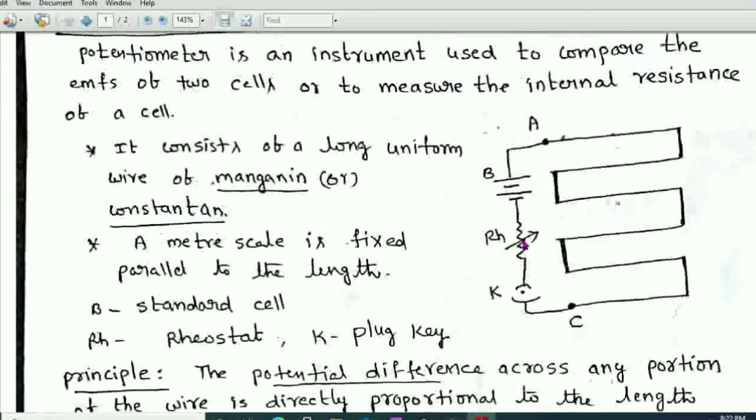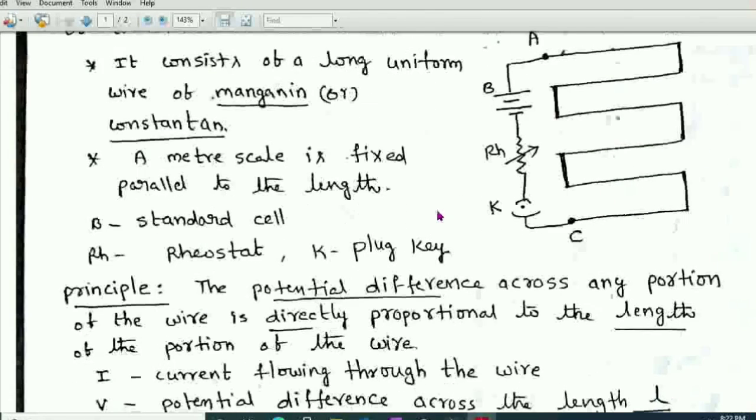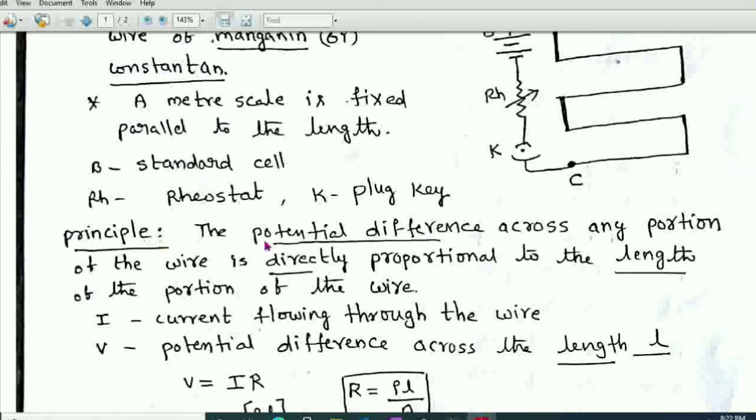Now, the principle of the potentiometer is that the potential difference across any portion of the wire is directly proportional to the length of that portion of the wire. As the length of the portion is more, the potential difference across that portion is more. So the potential difference is directly proportional to the length of the portion of the wire.